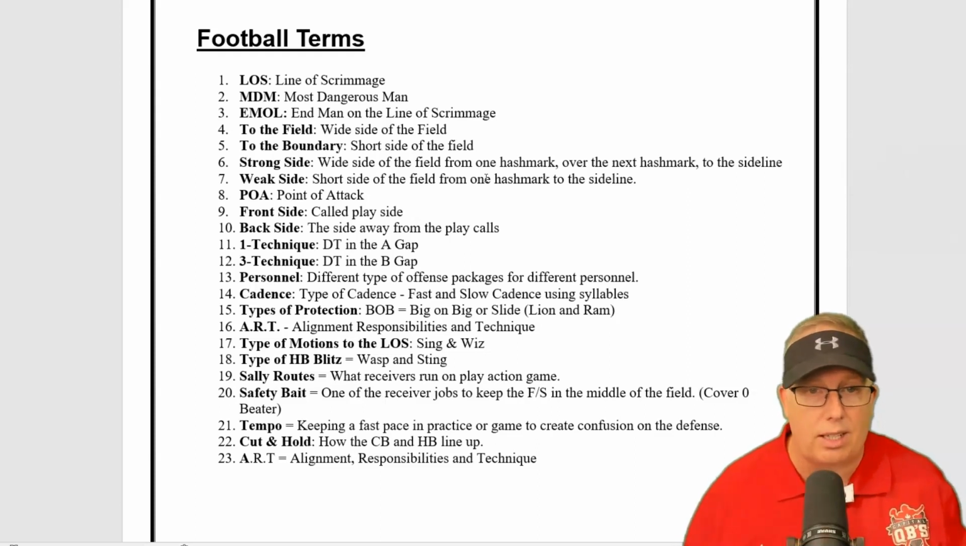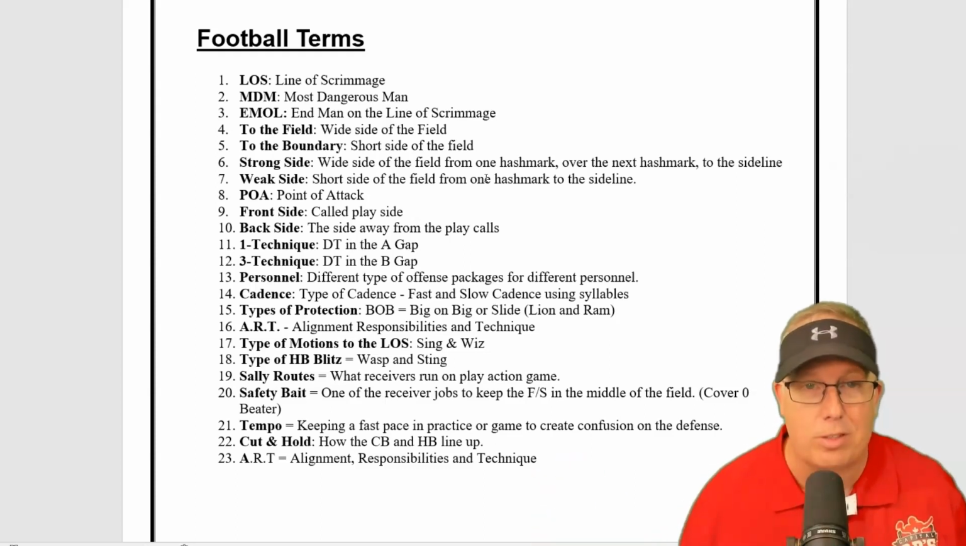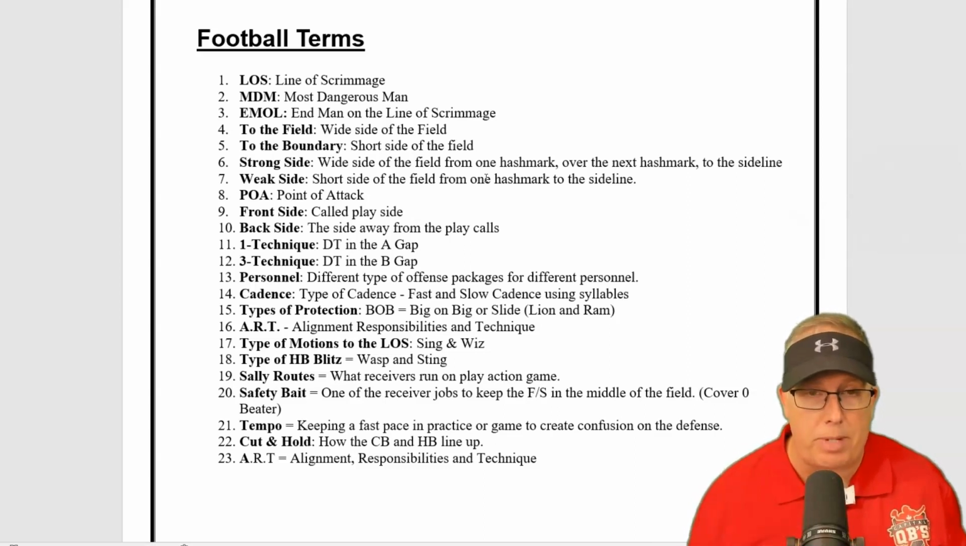Because some people will say a lot of things different, like LOS. When you're looking at the playbook and you see LOS, it's not laugh out loud. No, this is line of scrimmage. So we're talking about the line of scrimmage. Every time you're looking at a playbook and you see LOS, it means line of scrimmage.